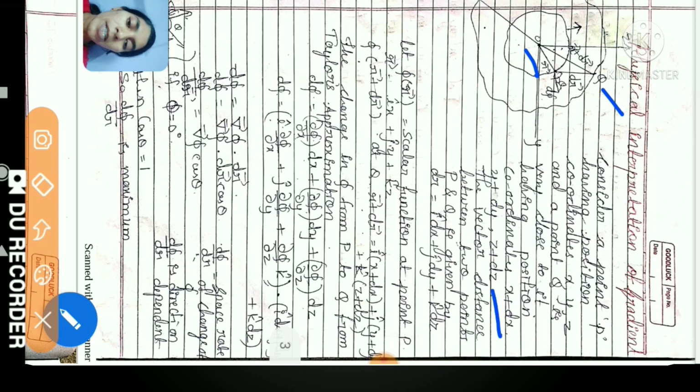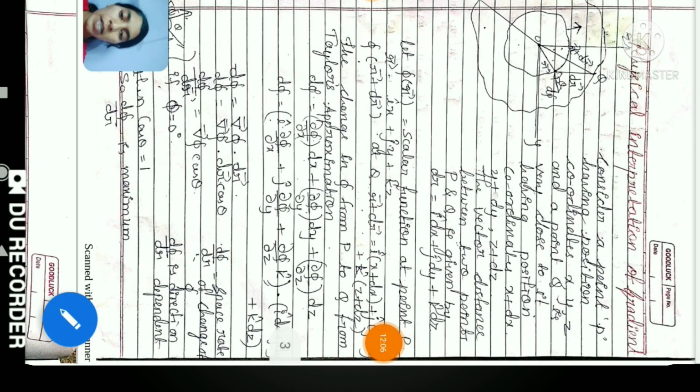The vector distance between the two points P and Q is given by dr. What is the value of dr? You know previously that r is equal to ix plus jy plus kz. But what about dr? It is i of dx plus j of dy plus k of dz. This is the distance dr from P to Q.